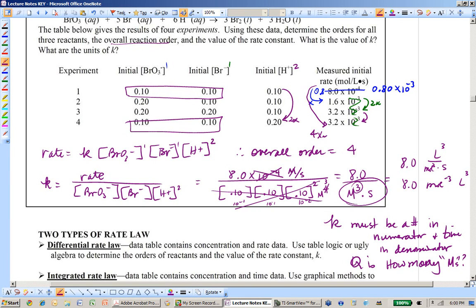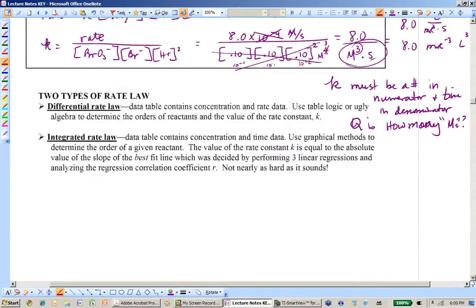So 3 molarities in the denominator of the number 8, in this case, times the time unit of seconds. Where did that come from? Look at the table. Eyeball the table, grab that second, and put it down in that denominator with it. If you just report it like that, it's a lot simpler.